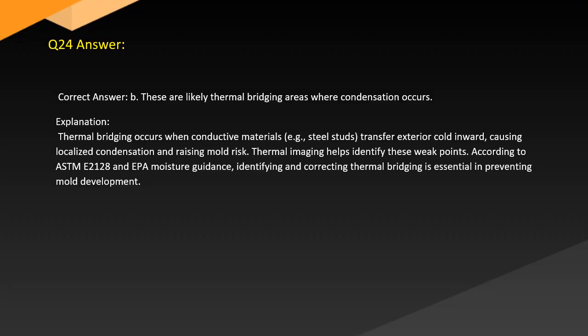Answer. Correct answer: B. These are likely thermal bridging areas where condensation occurs. Explanation. Thermal bridging occurs when conductive materials, e.g. steel studs, transfer exterior cold inward, causing localized condensation and raising mold risk. Thermal imaging helps identify these weak points. According to ASTM E and EPA moisture guidance, identifying and correcting thermal bridging is essential in preventing mold development.